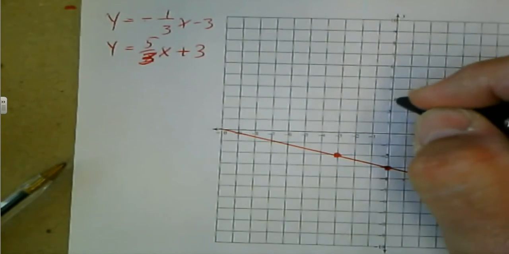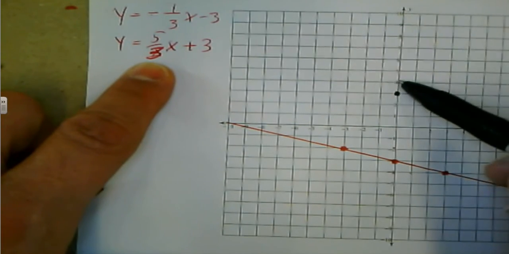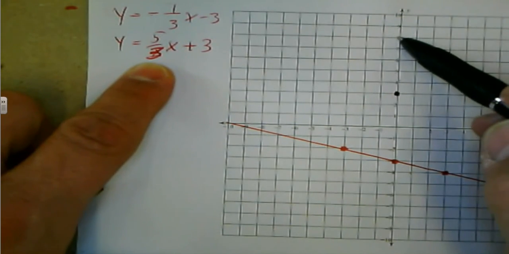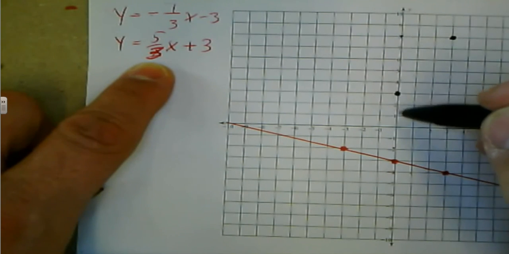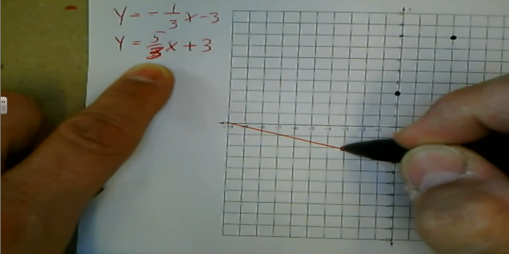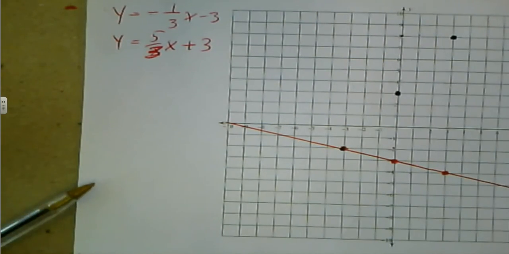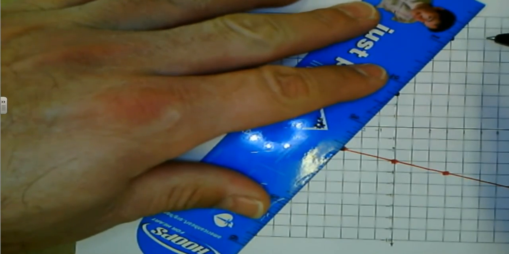It's at 3. So we put our dot at 3. We are going to go up 5. 1, 2, 3, 4, 5 spaces. We're going to run to the right 1, 2, 3 spaces. We're going to do that in reverse. We're going to go down 1, 2, 3, 4, 5, and we're going to run to the left 1, 2, 3 spaces. And there it goes. These worked out nice because they intersect at dots.